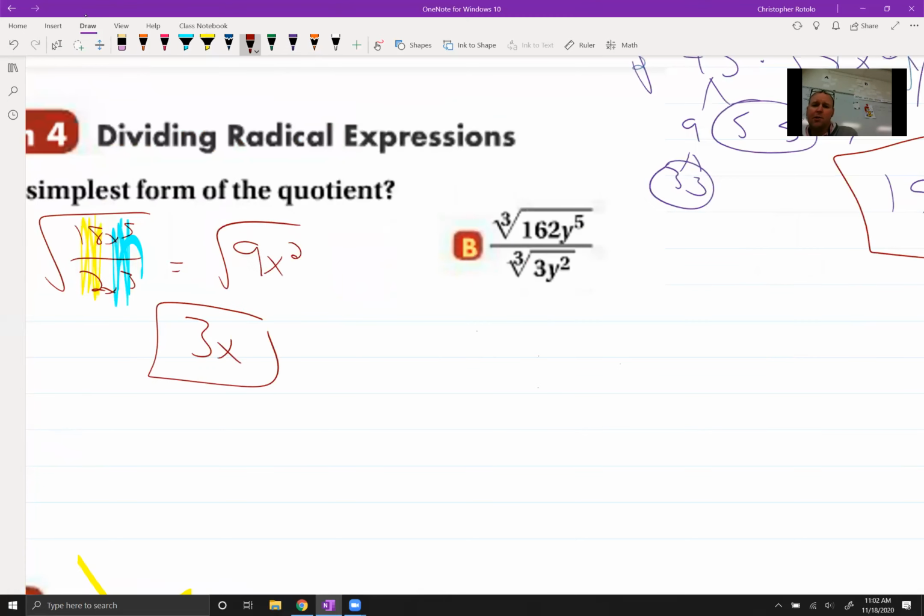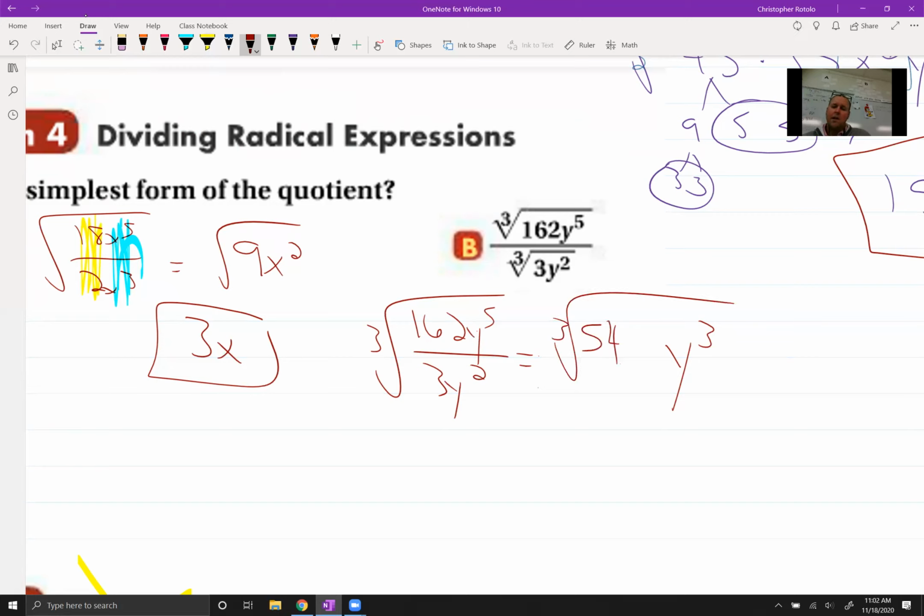Let's see if that happens here. They're both under the cube root. So I am picturing in my head, actually I'm going to write it out here, that this is actually one big fraction. I know the y's are going to work out nicely to y cubed. Let's see about 3 into 16, so that's 5, and that's 12, 54. So now we're dealing with the cube root of 54 and y cubed.